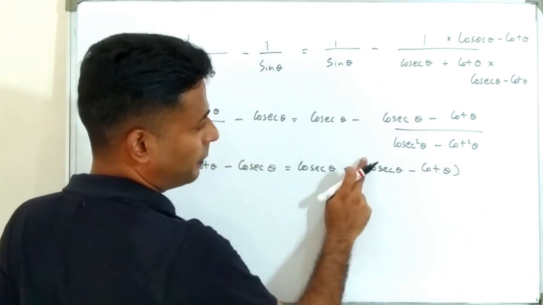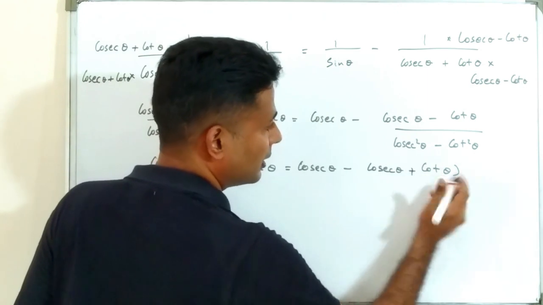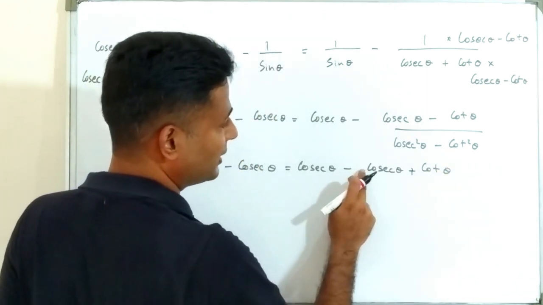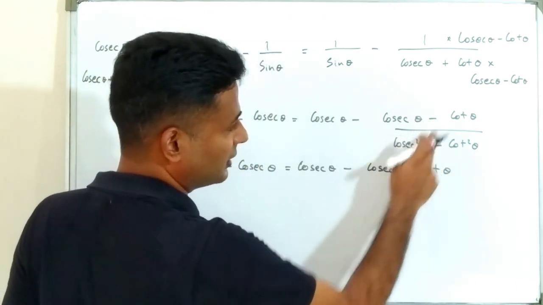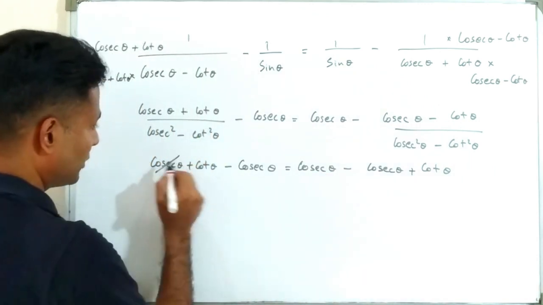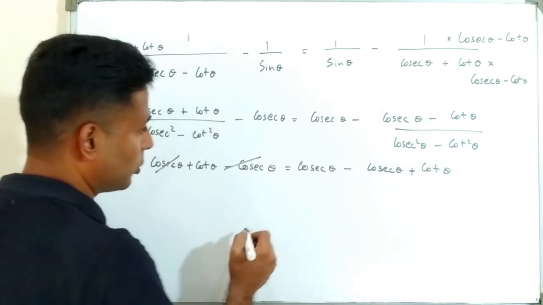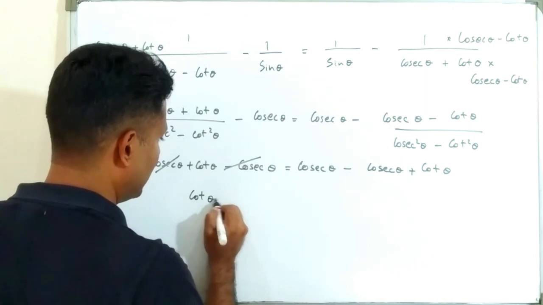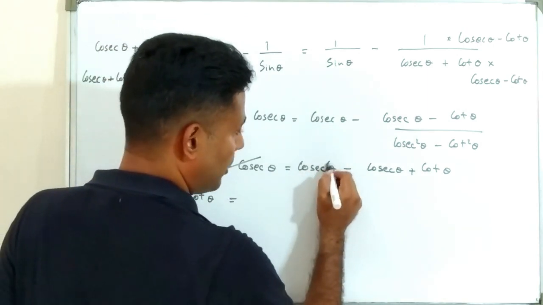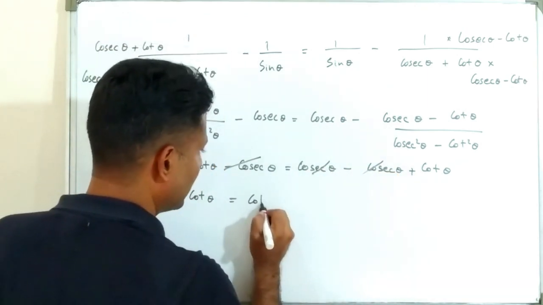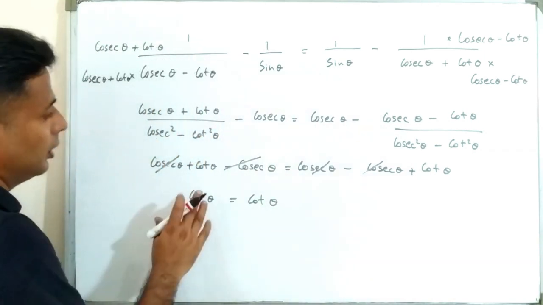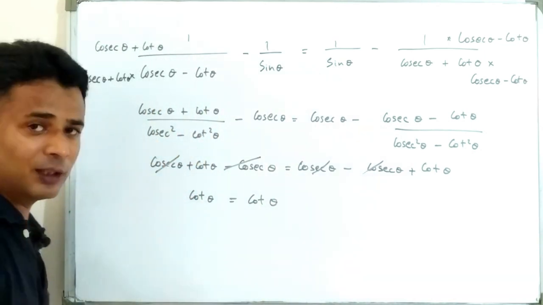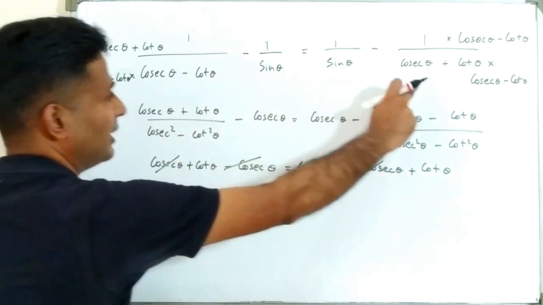Now when I open this bracket, this will become minus, this will become plus, minus into minus plus, right? So plus cosec theta minus cosec theta cancels, I get cot theta, and here plus cosec theta minus cosec theta cancels, so I get cot theta. So yes, we have found LHS equal to RHS. So this is equal to this.